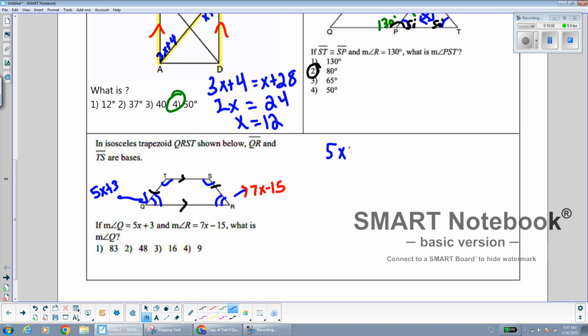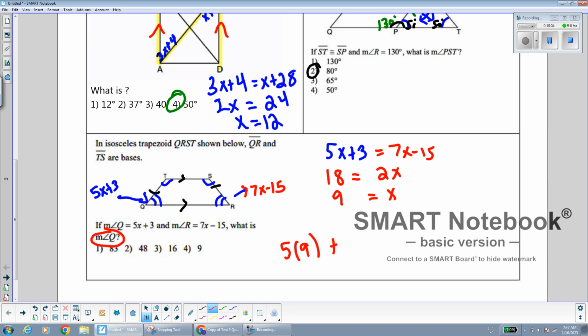But since we just said base angles are congruent in an isosceles trapezoid, we can just make an equation that says angle Q, which is 5x plus 3, has to be equal to angle R, which is 7x minus 15. Subtracting 5x from both sides, adding 15 to both sides, I have 18 is equal to 2x. Now all we need to do is divide by 2, and I get x is equal to 9. Plugging in for angle Q, because that's what we're looking for, 5 times 9 plus 3, and that is 48 degrees.